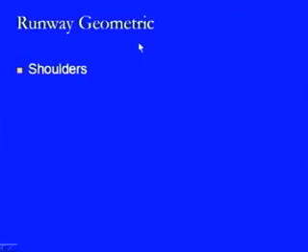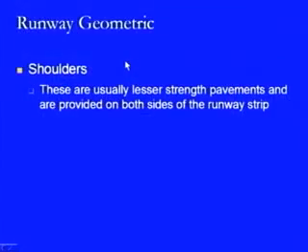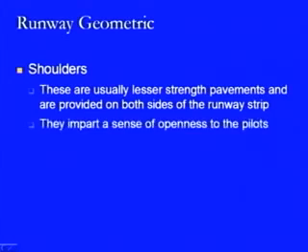Then we come to the aspect we have been discussing again and again, which is shoulders. In the case of shoulders, these are usually provided with lesser strength pavements because the loads do not directly come on the shoulders. It is a remote condition when the load may come to the shoulder, and these are provided on both sides of the runway strip. These impart a sense of openness to the pilot, because it is a sort of psychological clearance provided on the two sides of the runway strip, which otherwise may not be required as far as the width of the runway strip is concerned.